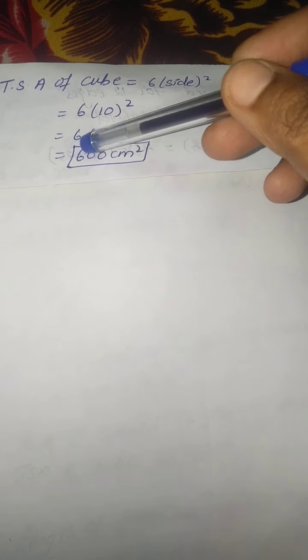Now here is a comparison for the TSA of the cube. TSA of the cube formula is 6 into side square. Side is 10 centimeter. 10 square becomes 100. 6 into 100 becomes 600 centimeter square.